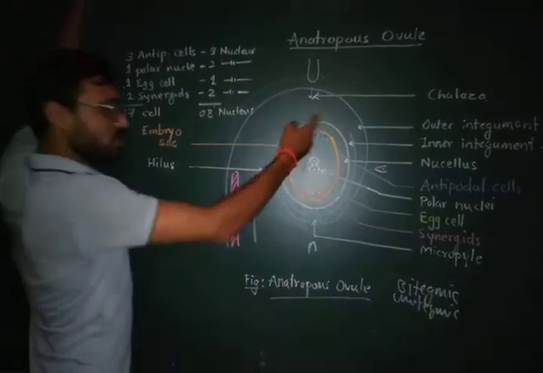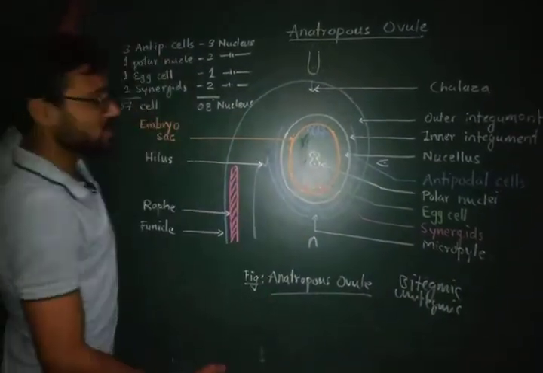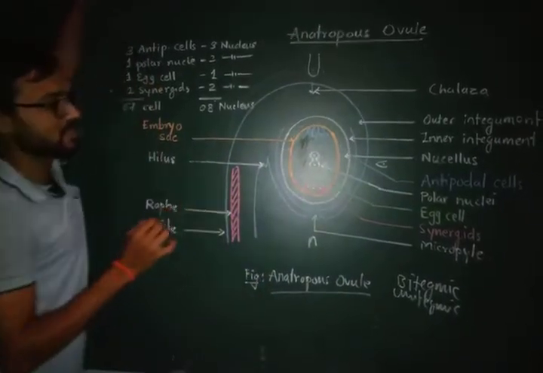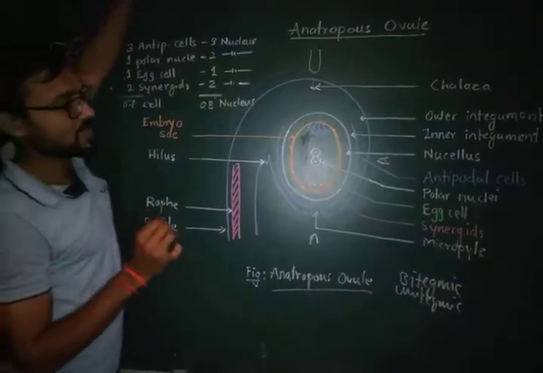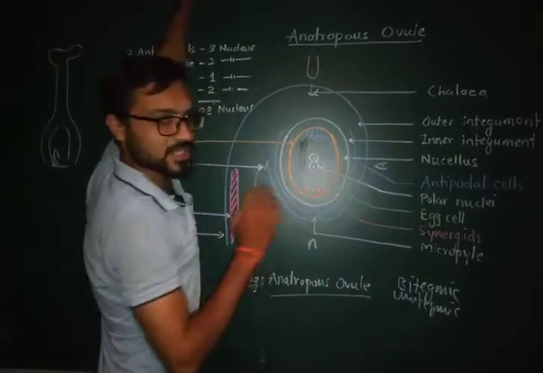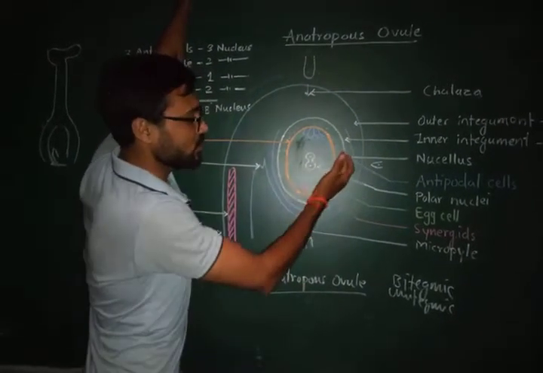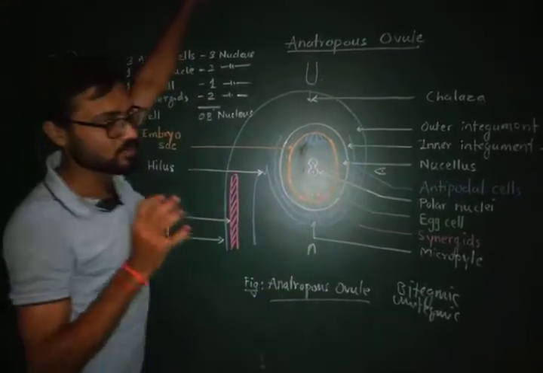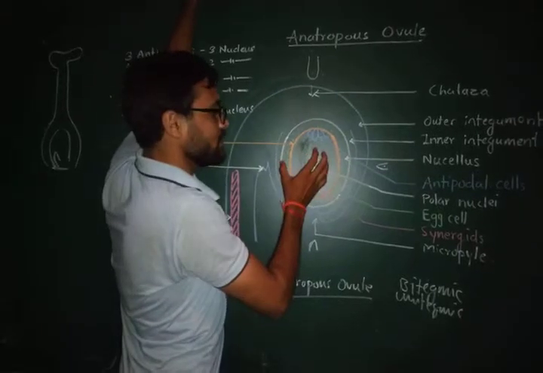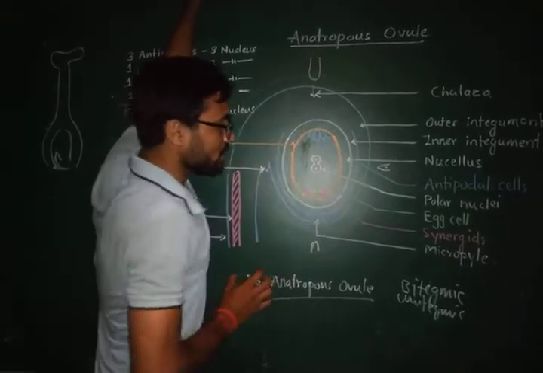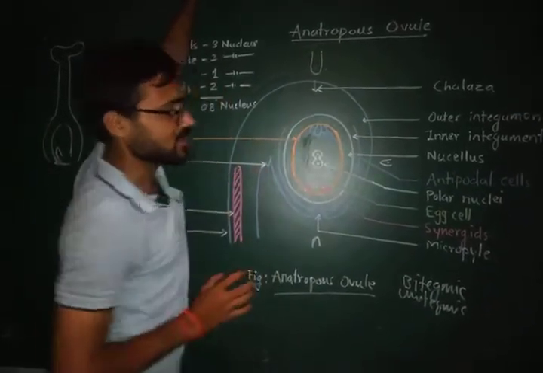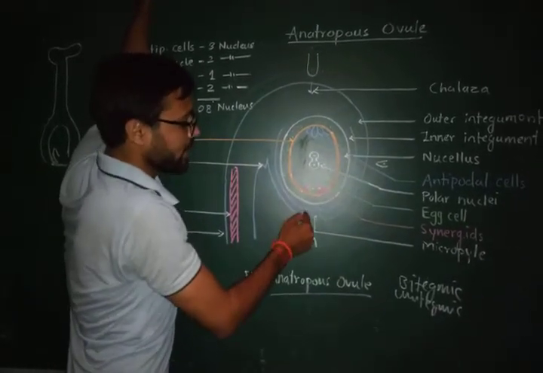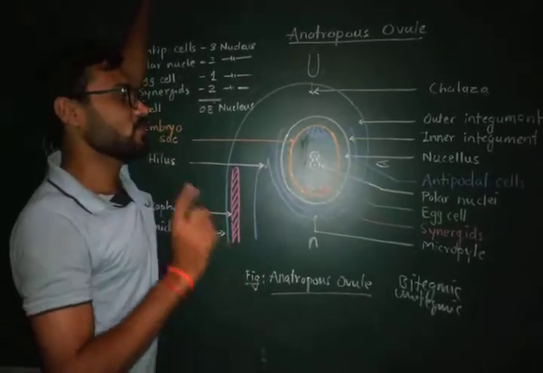The embryo sac is covered by the nucellus. The nucellus is made up of parenchymatous tissue, which is protective in nature as well as nutritive in nature. It provides nutrition to the embryo sac, and it also protects the delicate structure of the embryo sac. Then this nucellus is covered by one or two layers of integument.